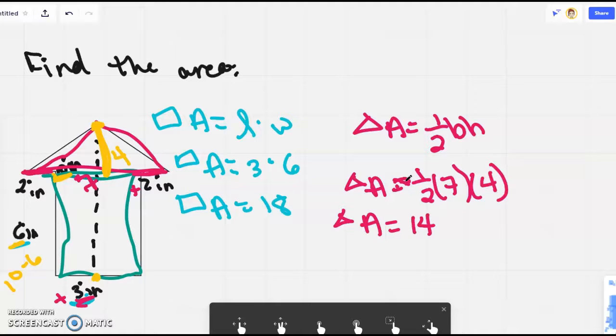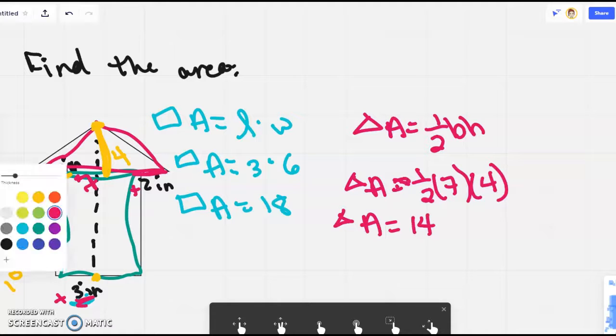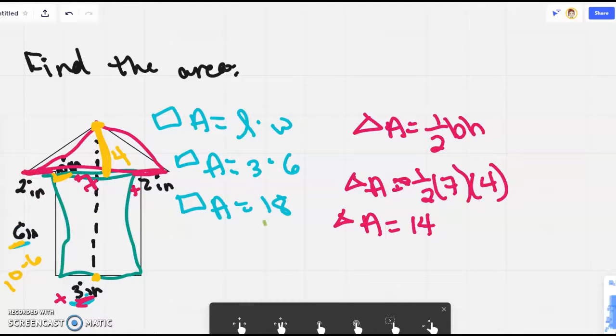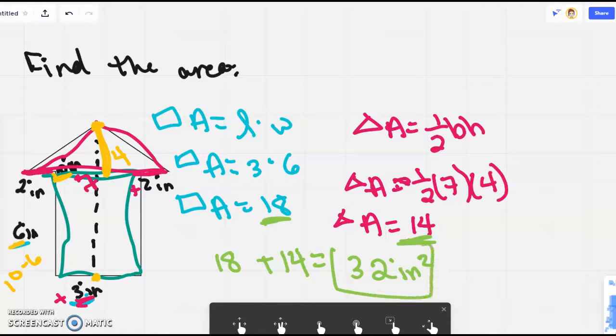So now we know the area of our rectangle is 18. We know the area for a triangle is 14, so we're going to add them together: 18 plus 14 and get what? 32 inches squared. So the whole area for that whole arrow is 32 inches squared. Take a second, make sure you're all good, and we'll see our next one.